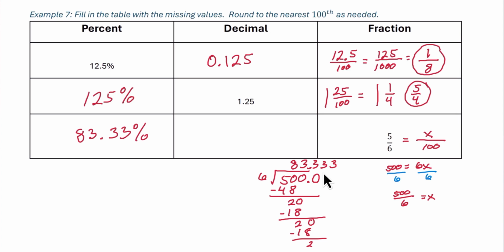To write that now as a decimal, we drop the percent sign and move the decimal 2 times to the left, leaving us with 0.8333. But it again wants us to round to the nearest hundredth. So this one we could again round to just 83 hundredths.